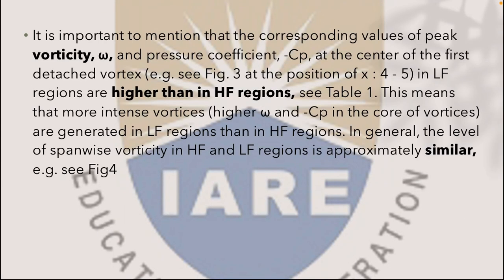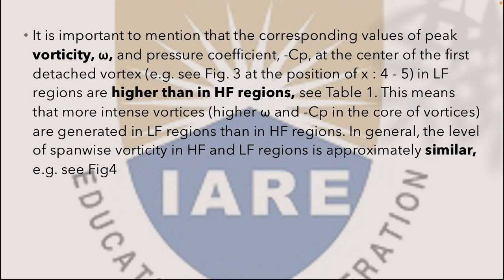It is important to mention that the corresponding values of peak vorticity omega and pressure coefficient minus Cp at the center of the first detached flow in the LF region are higher than in the HF region. This means that more intensive vortices are generated in the LF region than in the HF region. In general, the level of span-wise vorticity in the HF and LF regions is approximately similar.